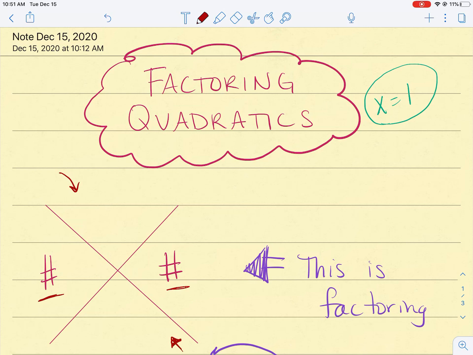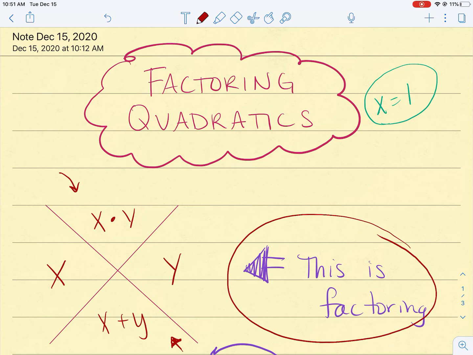started to mean. So essentially, if we named these numbers instead of like a number sign, let's say we named them x and y, when you did this, the top number represented what x times y is, and the bottom number represented what x plus y is. And this idea, this is factoring. This is the whole idea between taking a standard form quadratic and turning it into a factored form quadratic.